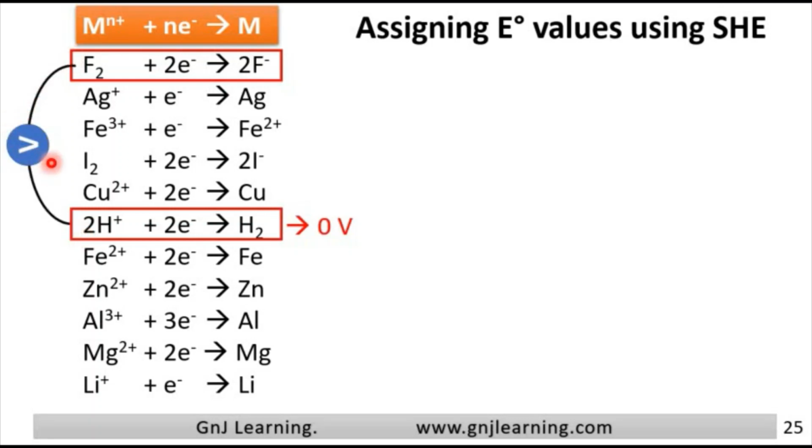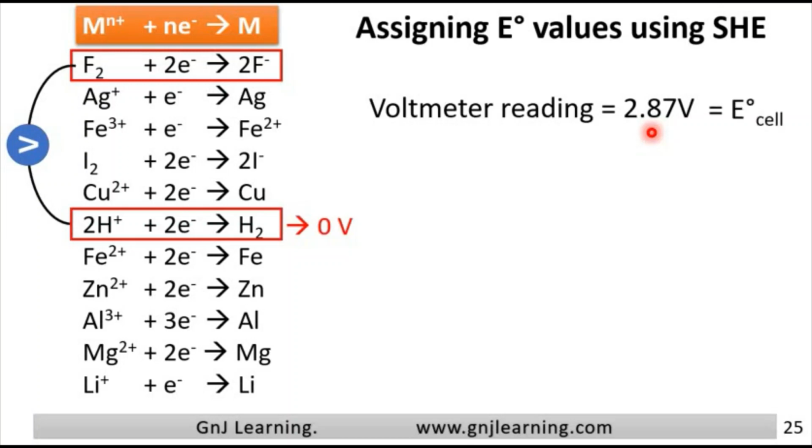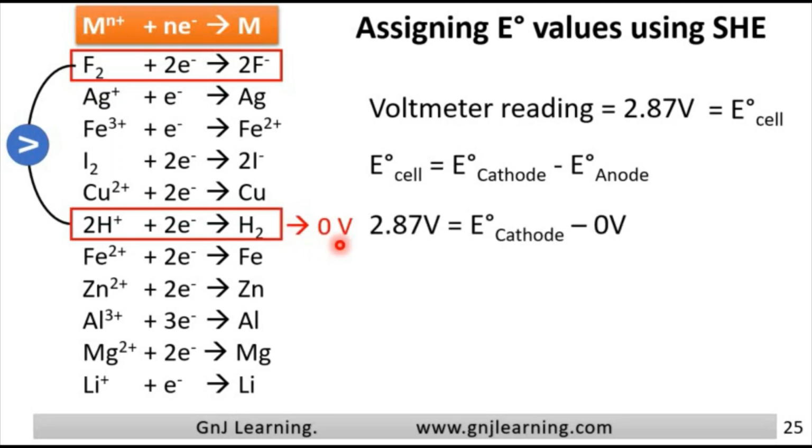So the voltmeter will show a deflection or the potential difference, and it's called E0 cell, and that voltmeter reading was 2.87 volt. The potential difference between these two electrodes was 2.87 volt, and it's called E0 cell. What is the equation? E0 cell is equal to E0 cathode minus E0 anode. I have got E0 cell, and the E0 anode is the hydrogen SHE electrode, and its value is 0. So you substitute those values: 2.87 volt is equal to E0 cathode minus 0 volt. Then what is E0 cathode? That is 2.87 volt.